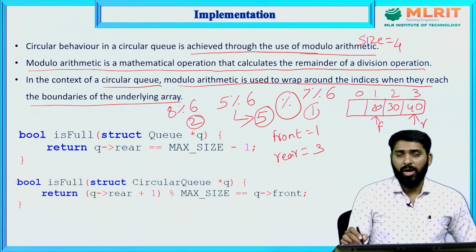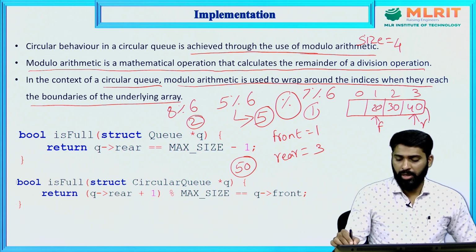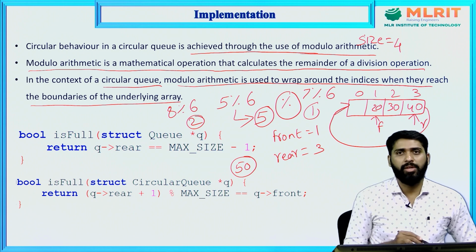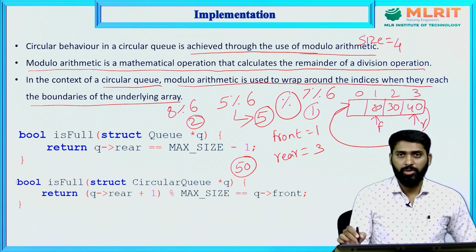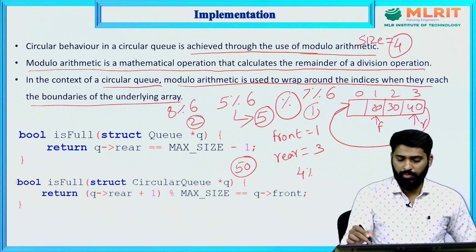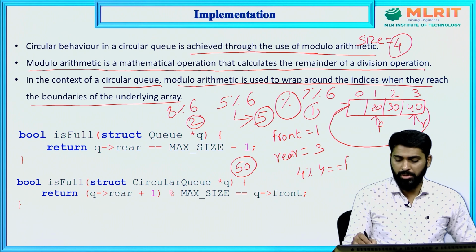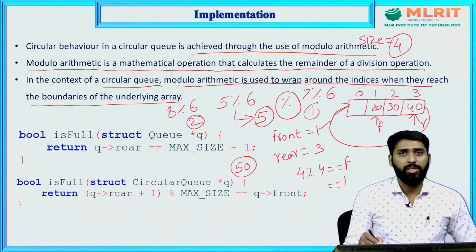Now I want to insert another number, 50. How do I insert? I am going to connect this last element with the first element. How? By using some modulo arithmetic. We are going to check rear plus 1. What is the rear here? 3. 3 plus 1 is 4. 4 % size, what is the size? 4. Is it equal to front or not? What is the front value? Front value is 1. So 4 % 4 is 0. Is 0 equal to 1? No.